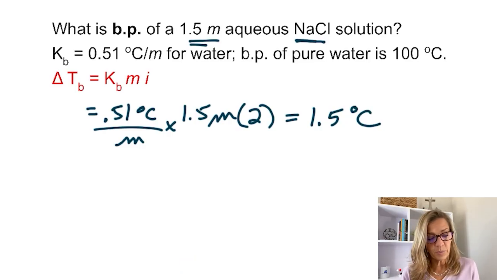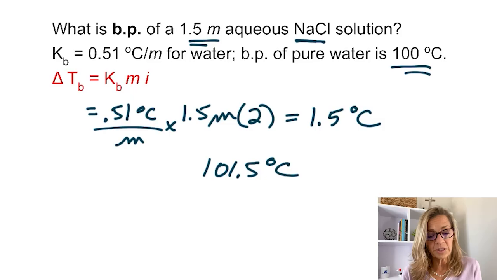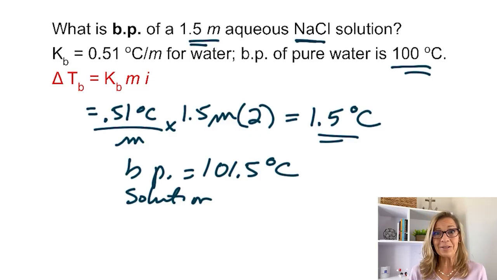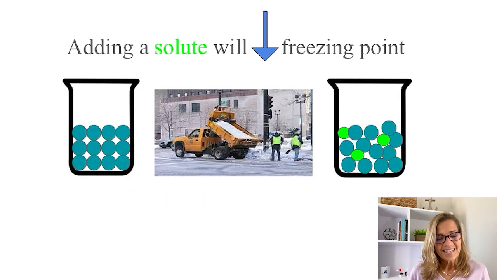Okay, now that's not the boiling point of the solution. The question is, what is the boiling point of the solution? Well, the solvent boils at 100, so 101.5. You just add that boiling point elevation. So the boiling point of the solution is 101.5. It gets elevated.